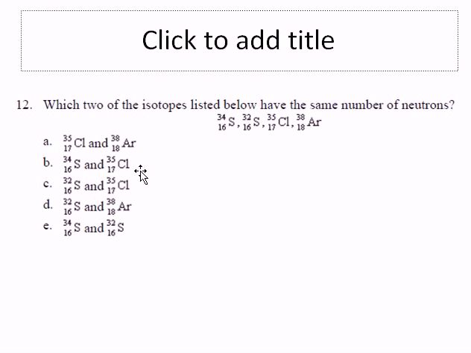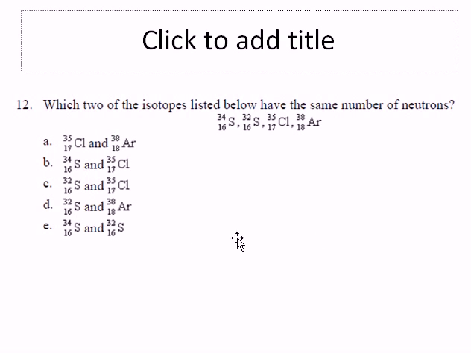So here's an example pulled from my archive of exam ones that cover the topic of isotopes. The question: which two of the isotopes listed below have the same number of neutrons? You've got two sulfur, chlorine, and argon. The question here is not necessarily finding which one of these is an isotope, they all are isotopes. What you need to do is know how many neutrons each of these has, and then find the pair that have the same number of neutrons.